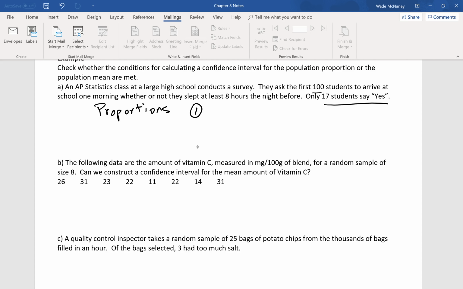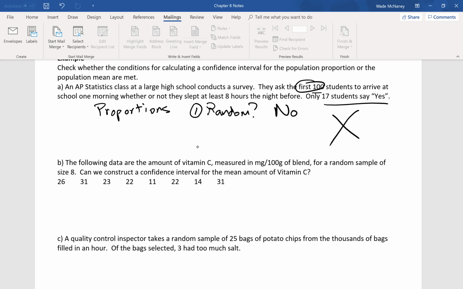Condition number 1, is the sample taken randomly? In this case, they stand at a door and they ask the first 100 students. Well, that's not very random. There could be some very obvious bias with that. Those first 100 students went to bed early, so they're more likely to have got more than 8 hours sleep, or those first 100 students were up early because they had to study or get there for some sort of thing, and so they didn't get 8 hours of sleep. So there is an obvious bias there with the first 100 people that they see. And so this is not taken randomly, so we cannot do this problem.